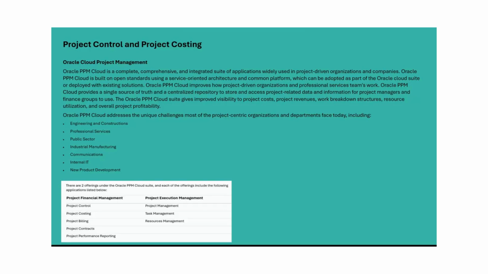So if you see here within the project financial management, all you can see is project control, project costing, project billing, project contracts, and performance reporting. Within execution management, you talk about project management, task management, and resources management. Looking at the names, you would realize that these are all essential parts of any project execution or project management. So it's not about the project manager stuff, but it's all about end-to-end tracking of any project lifecycle.